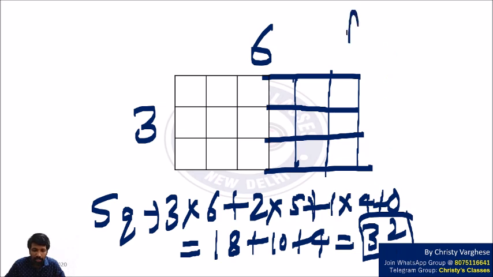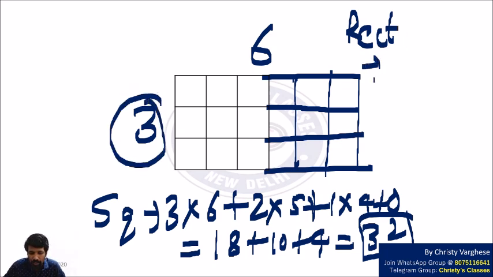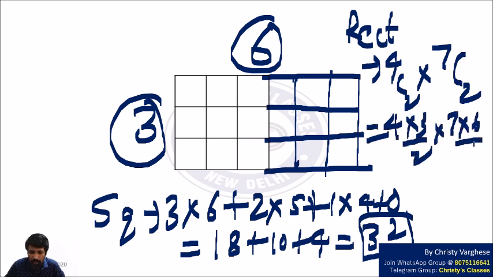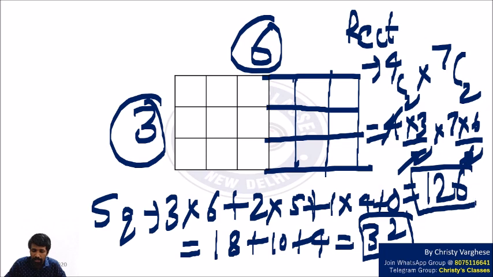Now how many rectangles are possible? Using the (m+1)C2 into (n+1)C2 concept. M is 3, 3 plus 1 is 4. 4C2 into 6 plus 1, 7C2. Simplify it. 4C2, 4 into 3 by 2. 7C2, 7 into 6 by 2. 2 cancels with 4. 7 into 6, 42 into 3. 40 into 3 is 120, 42 into 3 is 126. 126 rectangles will be there.